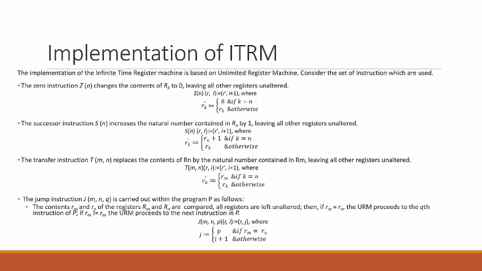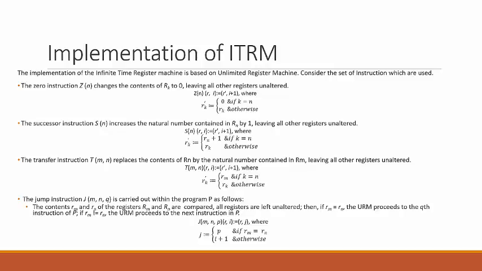So this is the implementation part for ITRM. Here we are using some instructions that we used in the class. So the zero instruction changes the content of that register to 0 and leaves the others unchanged. The successor step increments the value of the register by 1, otherwise it keeps it the same.